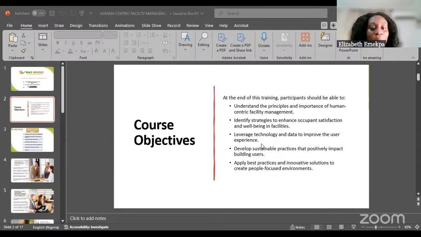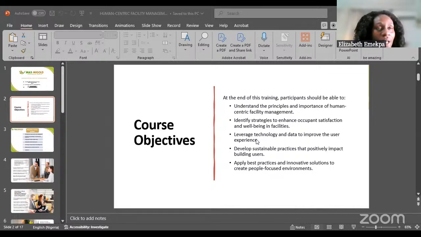Leverage technology and data to improve the user's experience in the space you're managing. Introducing technology in facility management, we're also going to be looking at that. And sustainability: how to develop sustainability practice that positively impacts building users, and how to apply best practice and innovation solutions to create a people-focused environment. So it's a lot of things for us to take in, but gradually as facility managers, we are going to see how this course is going to impact us, not only in a place of work, but in our churches, in our home, where we find ourselves.